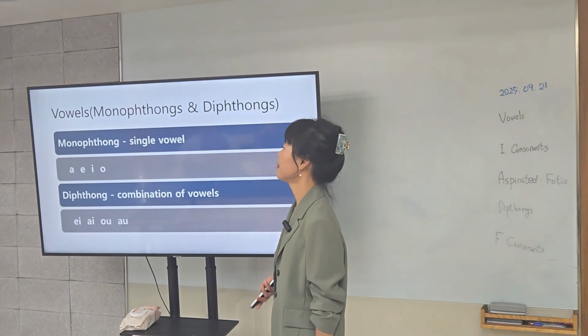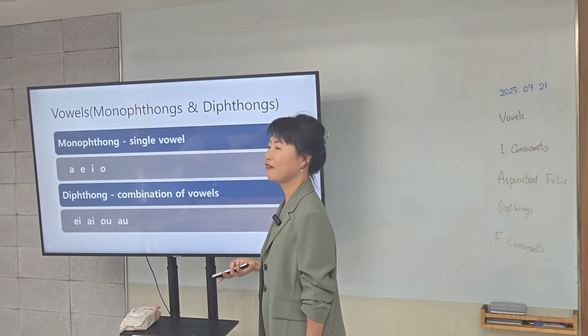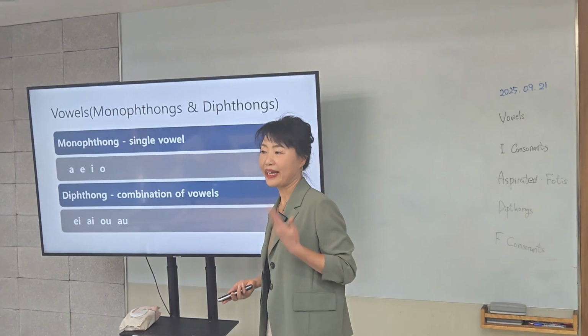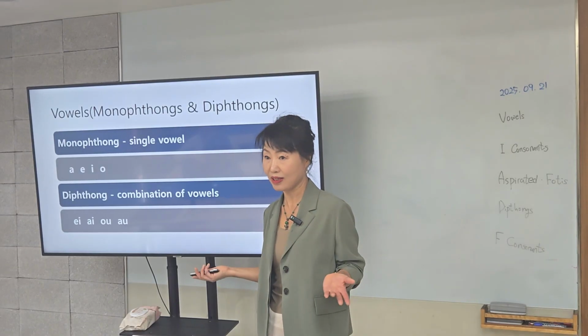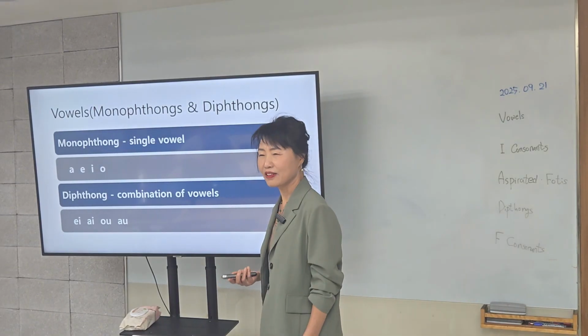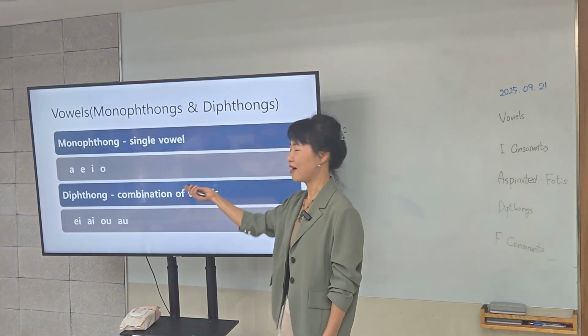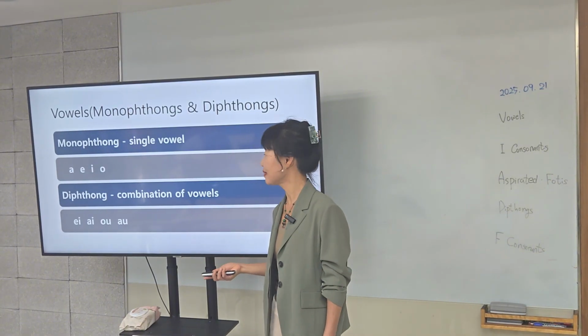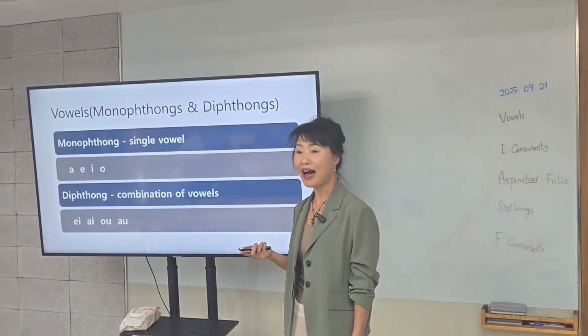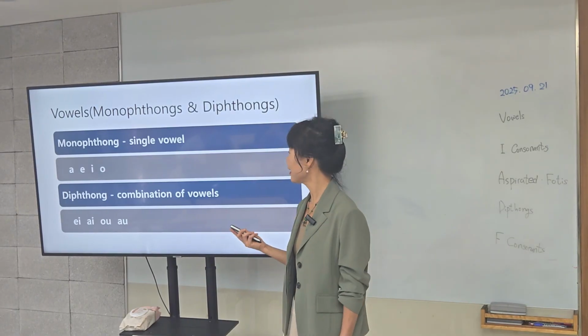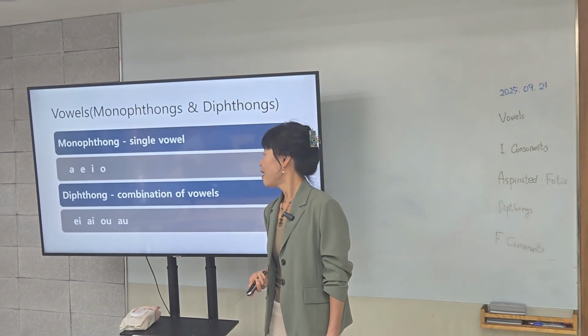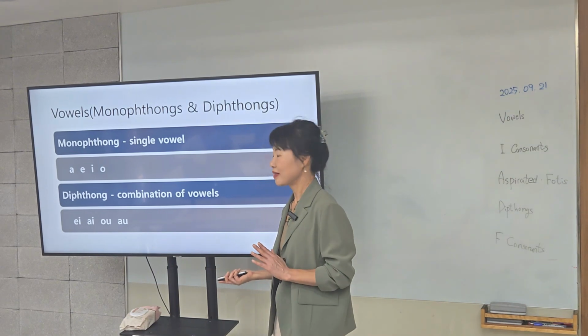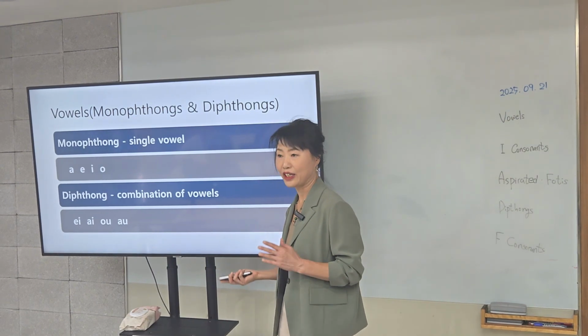So first, we will learn vowels, because the vowel can be pronounced without consonant. And what is a vowel? Vowel is a sound like a, i, u, o. And monophthong is a single vowel, such as a, i, u, e, o. And diphthongs are a combination of vowels, such as ya, yo, wa.